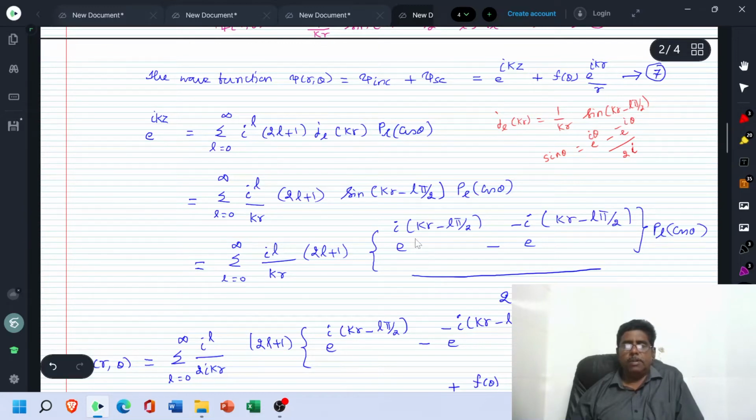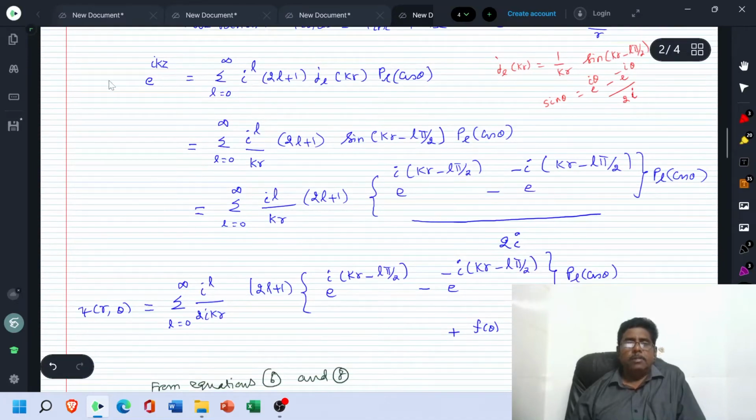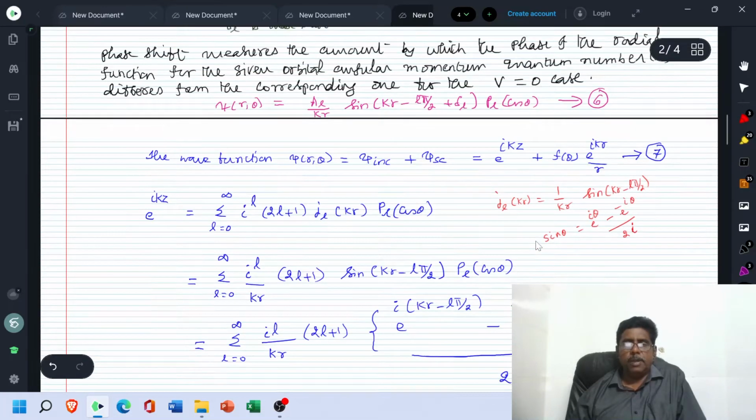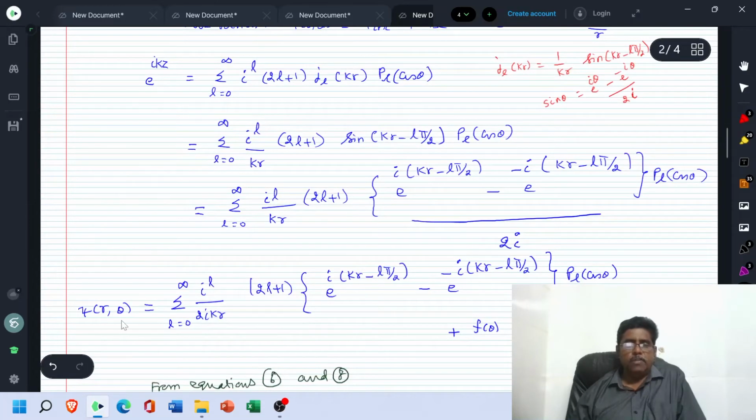Sin θ equal to e^(iθ) minus e^(−iθ) by 2i. Using this formula, we have expanded sin(kr − Lπ/2). This is the value of e^(ikz). So ψ(r, θ) equal to e^(ikz) plus f(θ) e^(ikr) by r. So that ψ(r, θ) equal to, we have to write all the terms, plus this term f(θ) e^(ikr) by r.